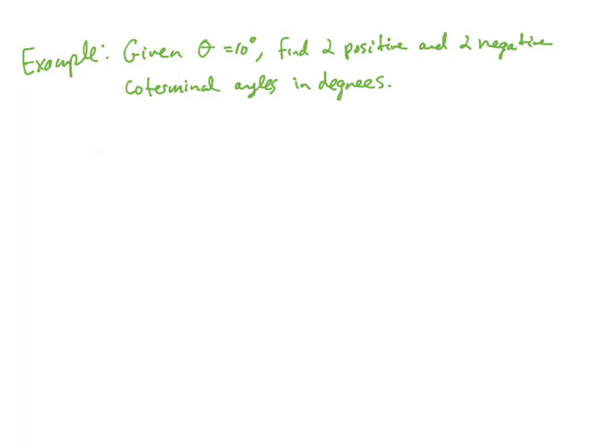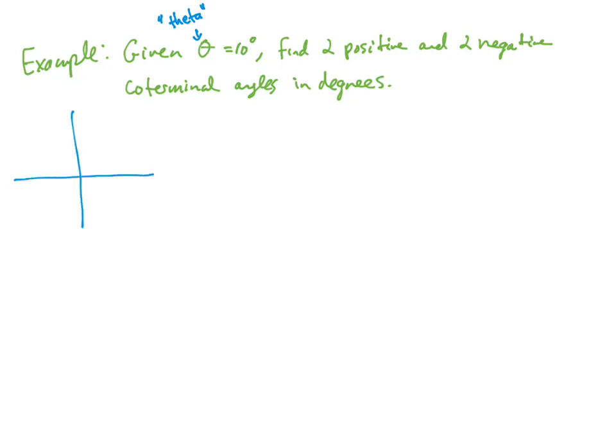Now let's look at an example. This one says, given, well, we haven't talked about this yet, but this is a Greek letter called theta. We use theta very frequently anytime we have an angle. It's kind of like how we use x in algebra. So given theta is equal to 10 degrees, find two positive and two negative coterminal angles in degrees.